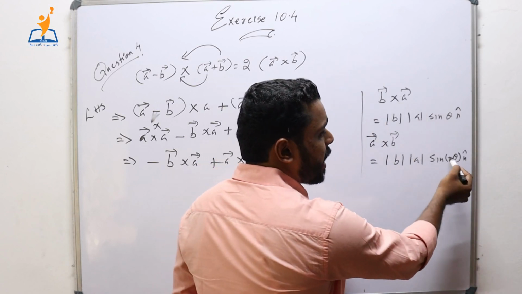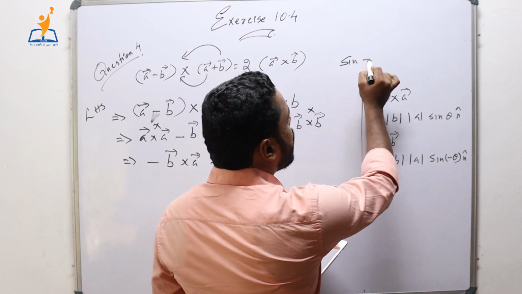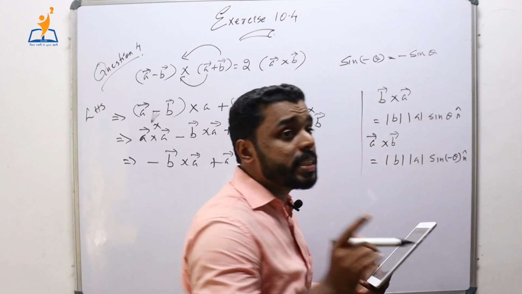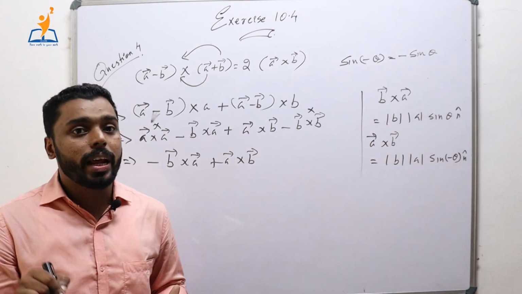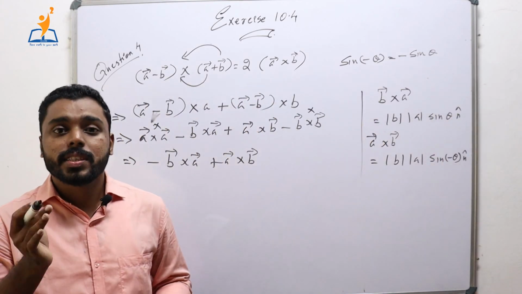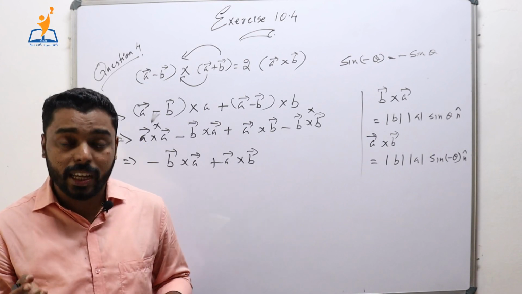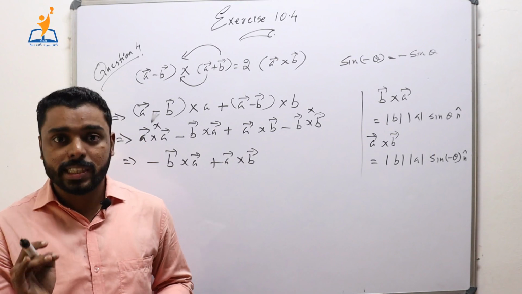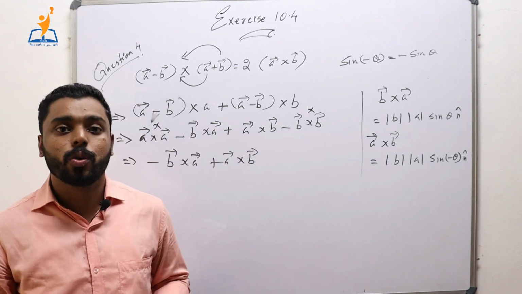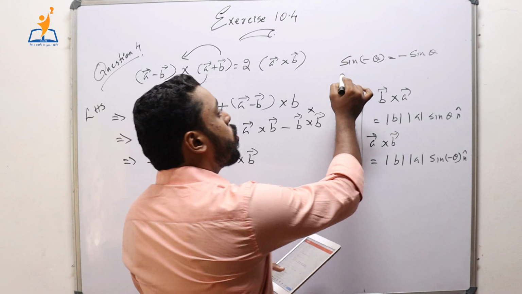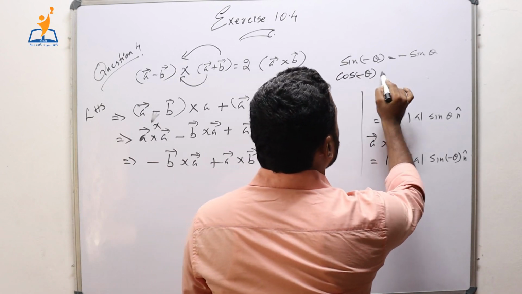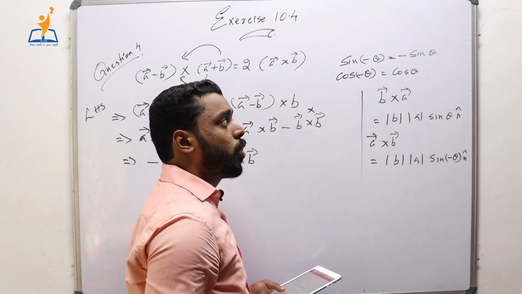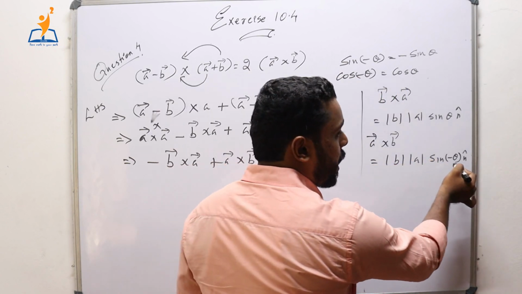Okay, now we know that sin minus theta is nothing but minus sin theta, because sin is an odd function. You learned this in your previous classes. Sin is an odd function, so sin minus theta equal to minus sin theta, and cos is an even function, so cos minus theta equal to cos theta itself. So this is the definition of even and odd function. Let it be there. So we can apply that here.